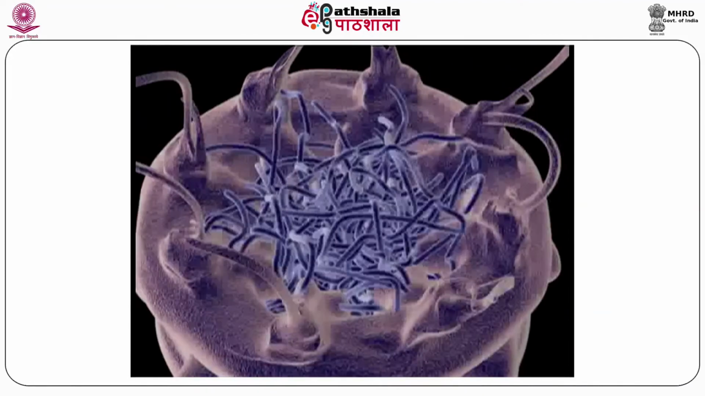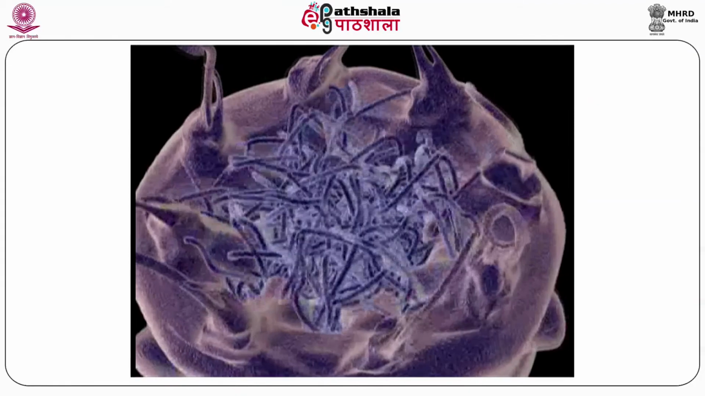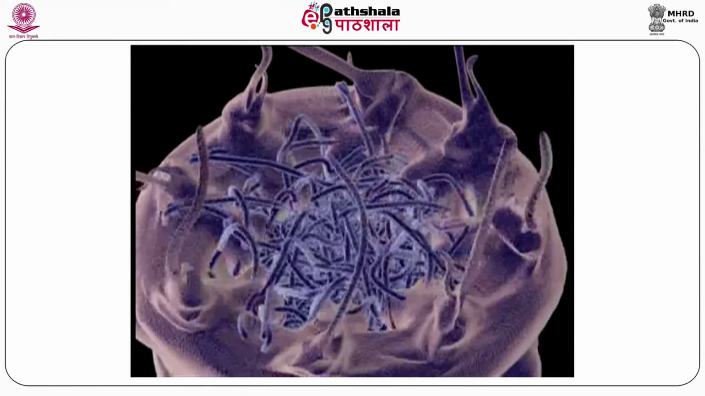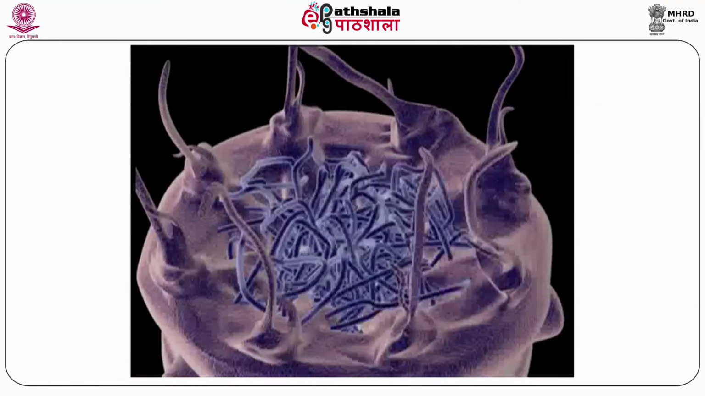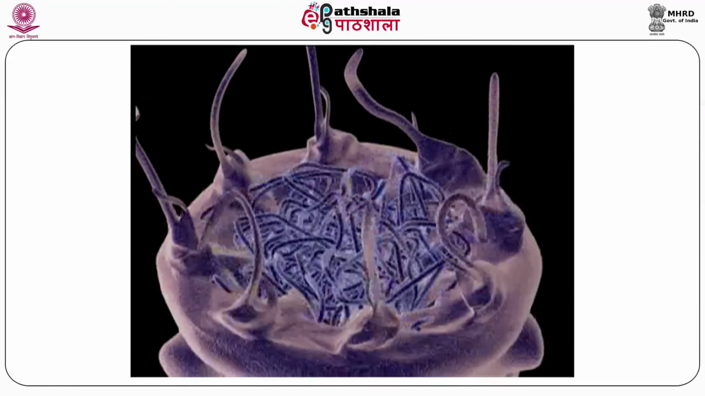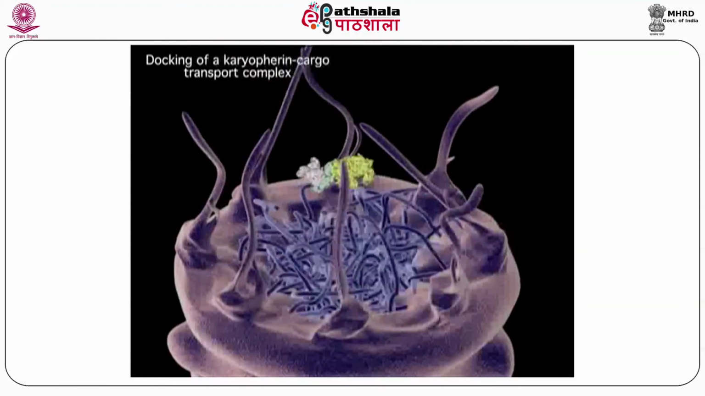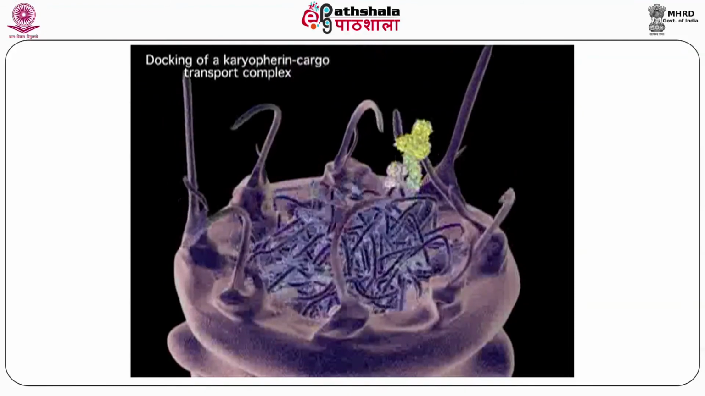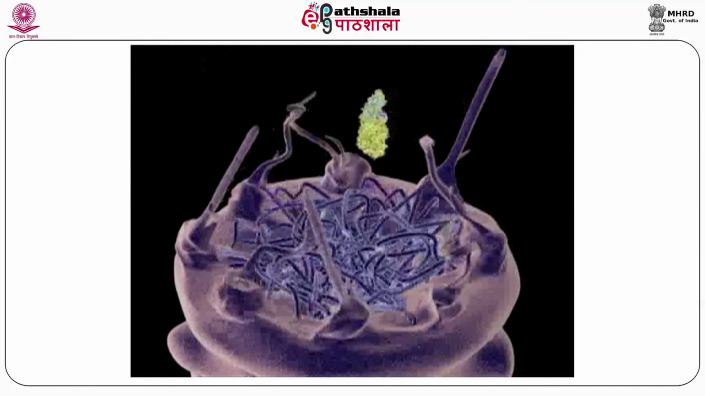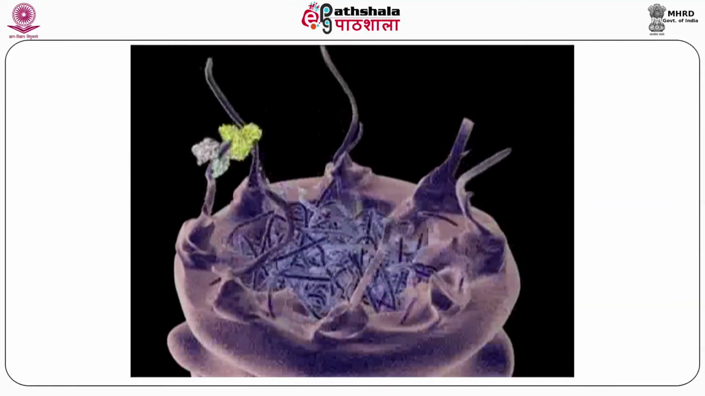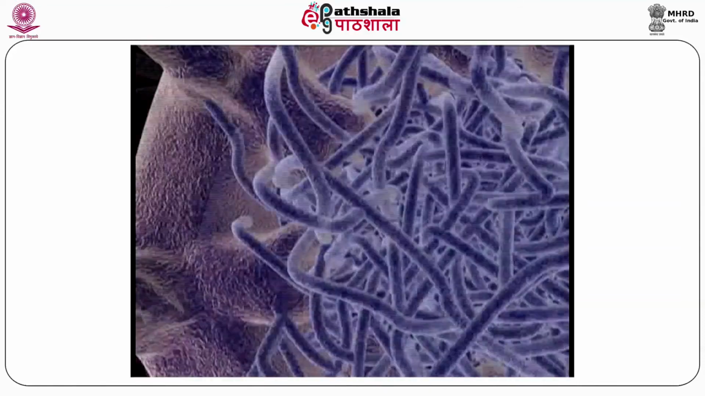The NPC is a dynamic structure. You can very well appreciate the movement of the cytoplasmic extension and nuclear basket between the cytoplasmic and nuclear rings. There is a vertical gateway called the central framework. This central framework harbors the central transport channel that accommodates all active transport across the nuclear pore complex.